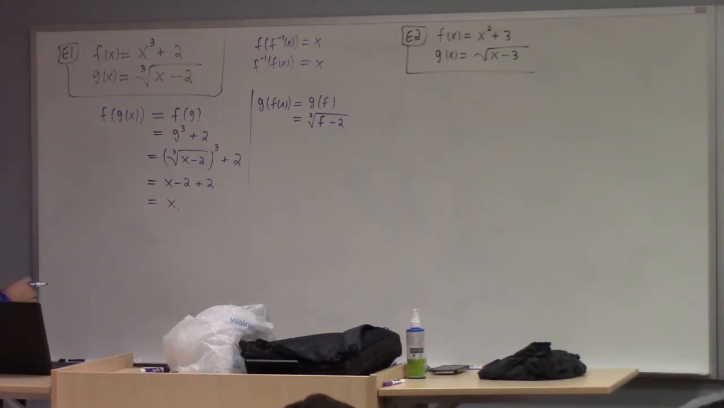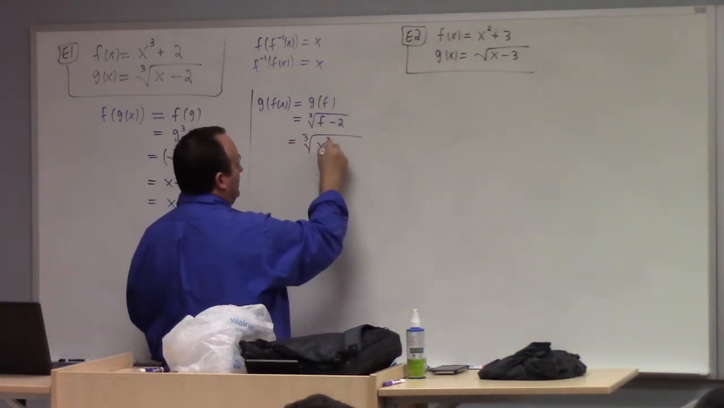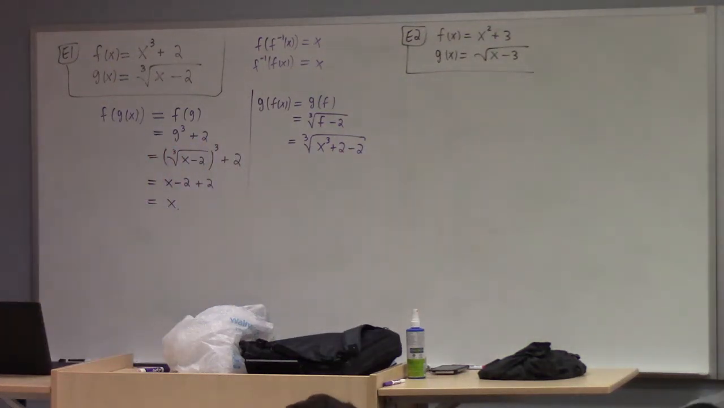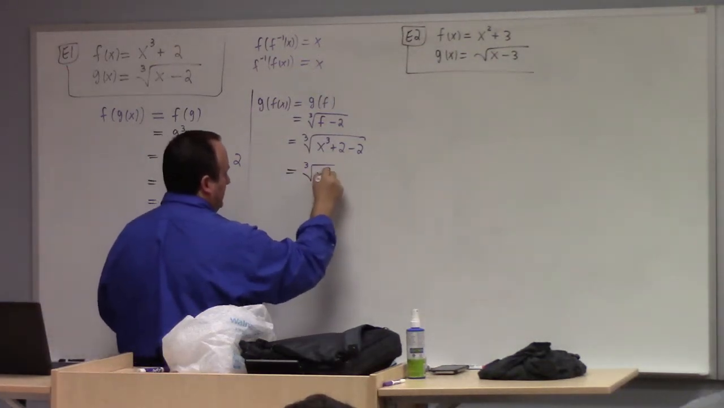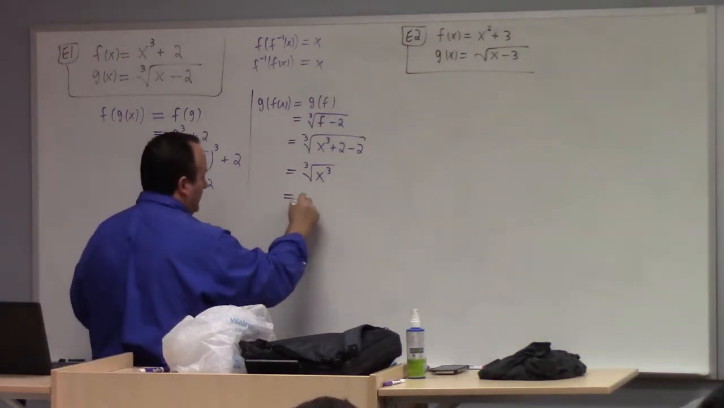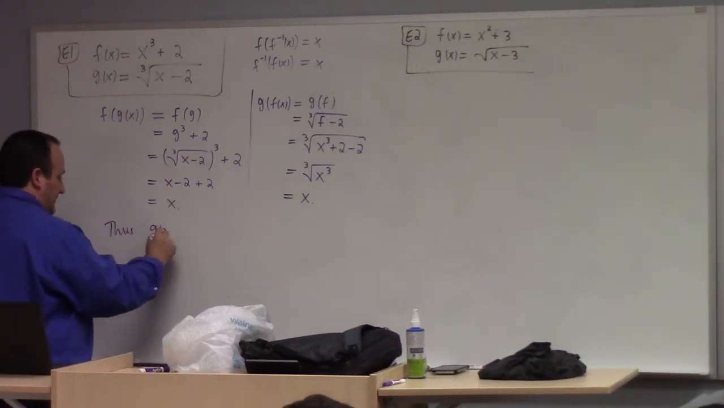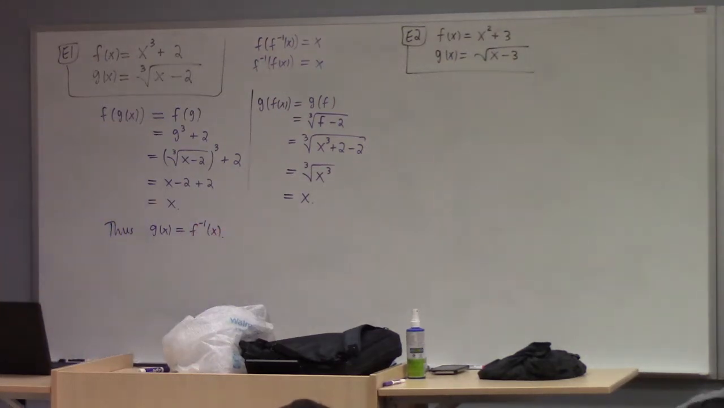But f is what? f is x cubed plus 2. So I got myself a cube root of x cubed plus 2 minus 2. Well, the plus 2 minus 2 cancels out, and I'm back to just the cube root of x cubed. Lo and behold, cube root of x cubed is x. So, hooray, you were correct. Indeed, g of x does in fact equal f inverse of x. It is the inverse function, right?